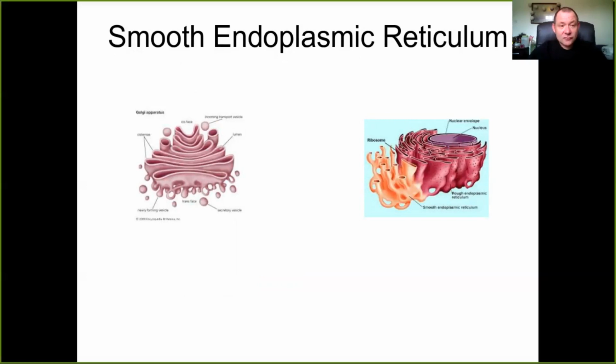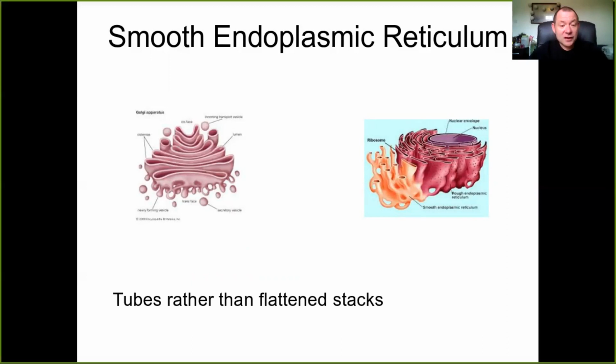Smooth endoplasmic reticulum. Again, compared with the Golgi apparatus, it's similar to the rough ER, it just doesn't have the ribosomes on. It's a site of lipid manufacture, fat manufacture. Just to give you a comparison, certain steroids, which are hormones, are made of fat, cholesterol specifically. So testosterone and estrogen are both made of cholesterol, fat, and they are manufactured in the smooth ER, whereas protein hormones such as adrenaline are manufactured in the rough ER, with ribosomes to make protein.